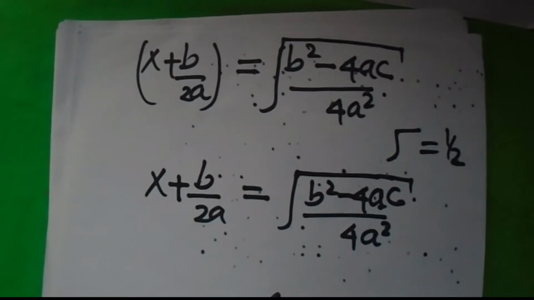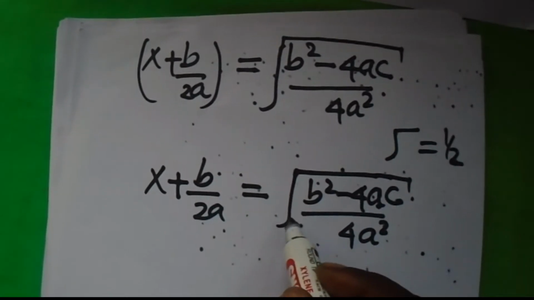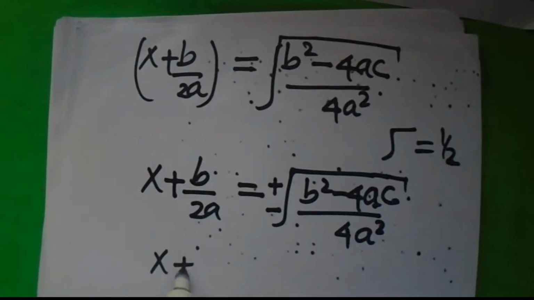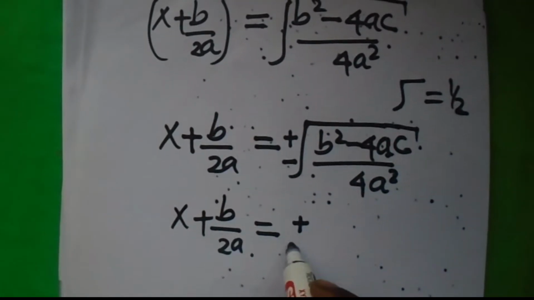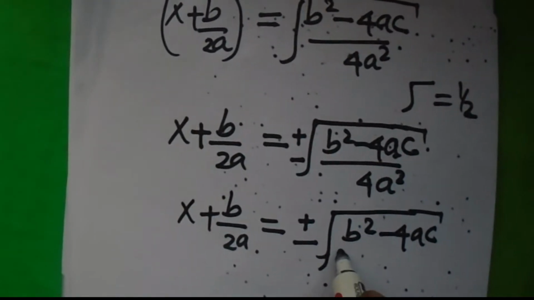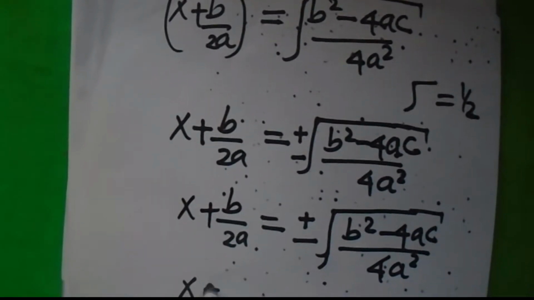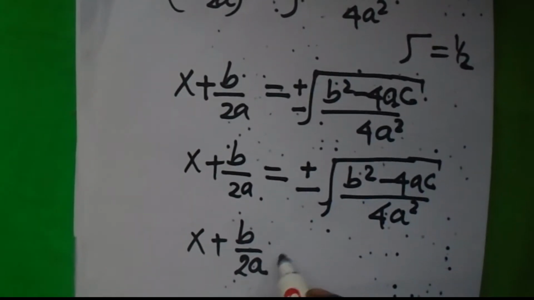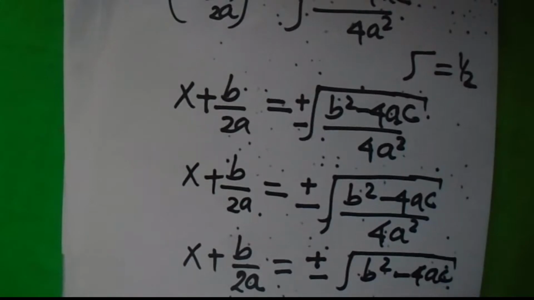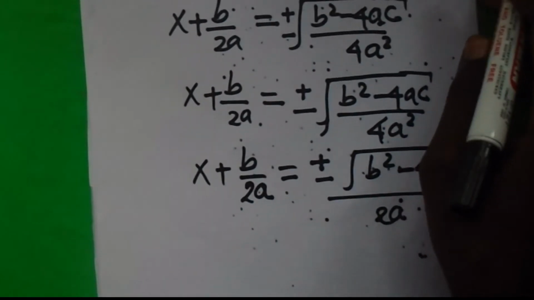Then after that stage, once we put here a square root, it means our answer can be positive or negative. Then x plus b over 2a equals positive or negative of the square root of b squared minus 4ac over 4a squared. Then 4a squared can be removed from under the root and will remain with 2a, so x plus b over 2a equals plus or minus the square root of b squared minus 4ac over 2a. The 2a is out of the square root because we have removed it.